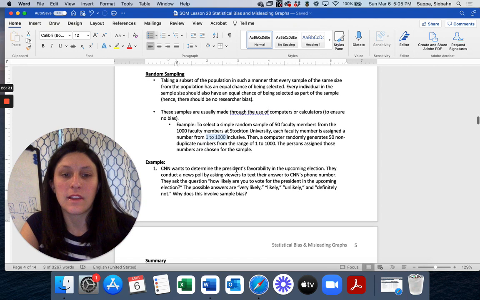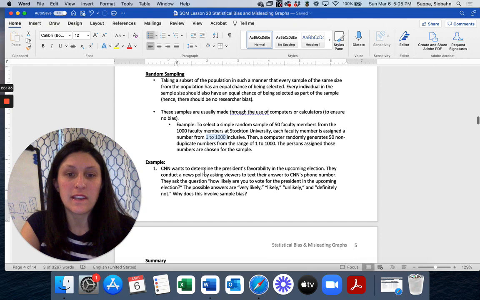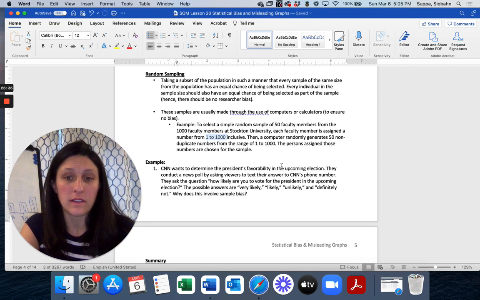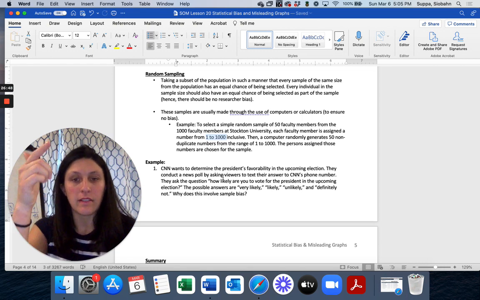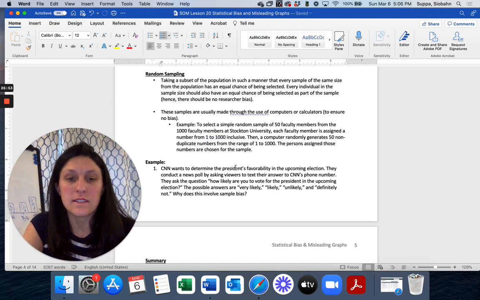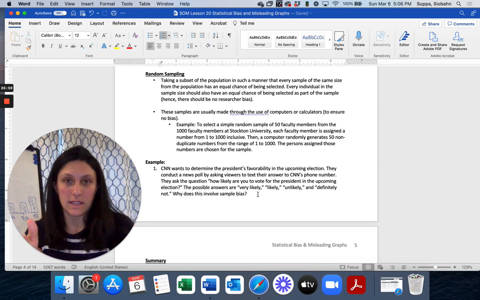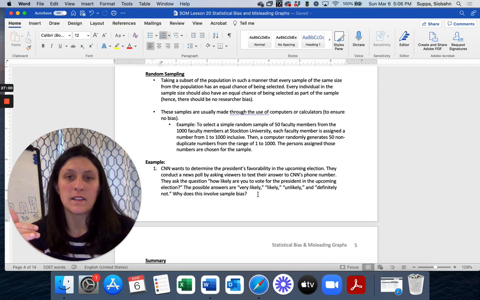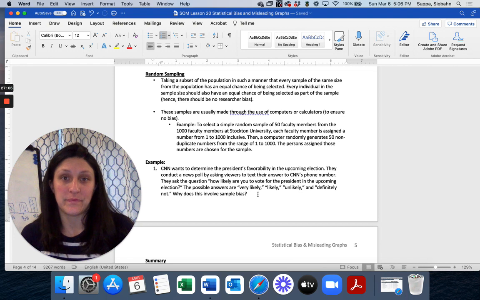Okay, let's look at a real life example. So CNN wants to determine the president's favorability in the upcoming election. So they conduct a news poll by asking viewers to text their answer to CNN's phone number. And they ask the question, how likely are you to vote for the president in the upcoming election? And they have answers on there, like very likely, likely, unlikely, and definitely not. So why does this involve sample bias? Like, what's wrong with their process here? Not what's wrong, but what's limiting about the way they're conducting this survey?